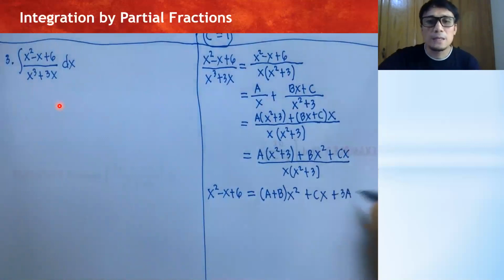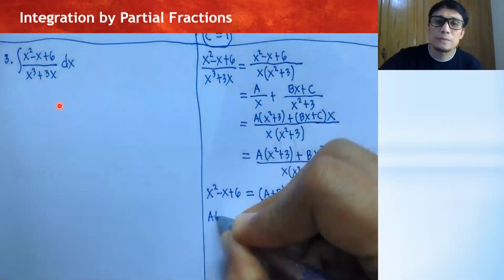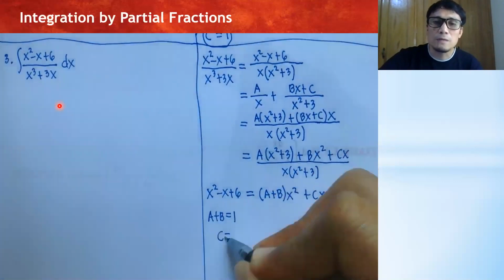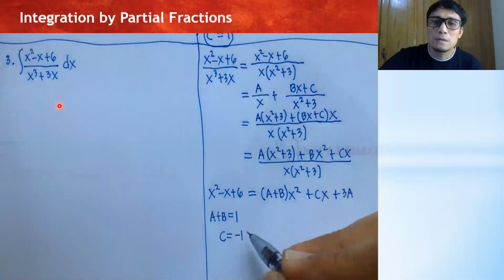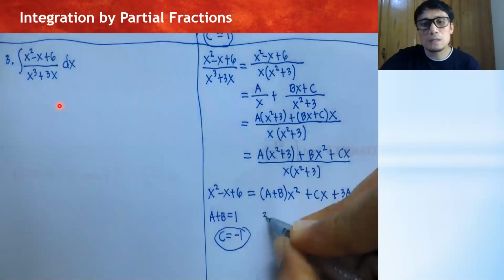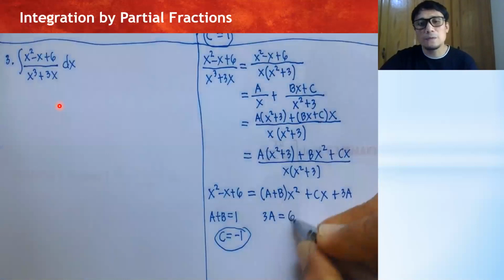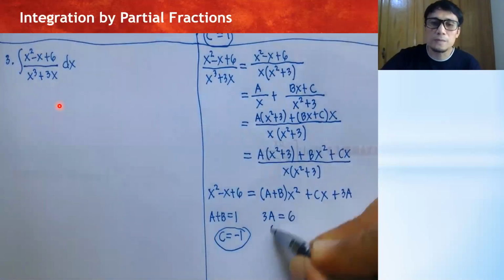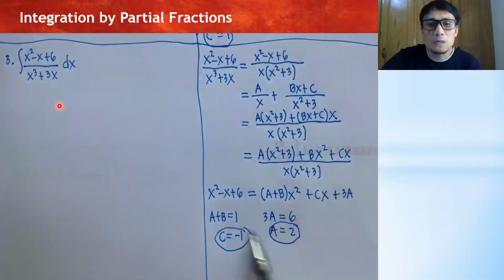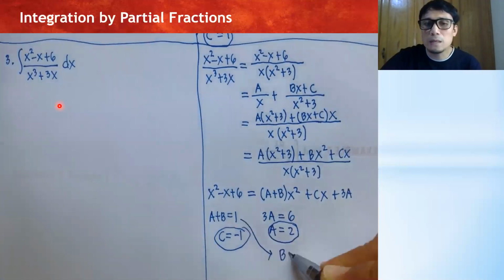Again, we equate the corresponding coefficients. C equals negative 1, okay? And then 3A equals 6, right? So solving for A, we have A equals positive 2. And what is B? From the first equation, we substitute that. So we have B is negative 1.